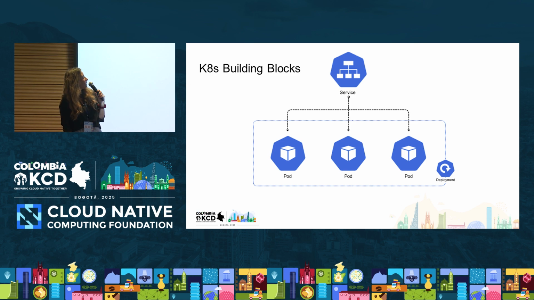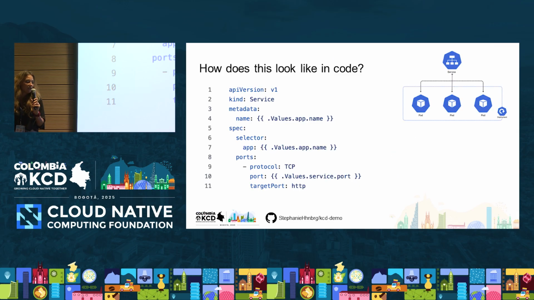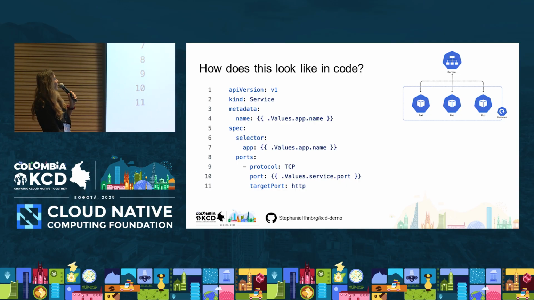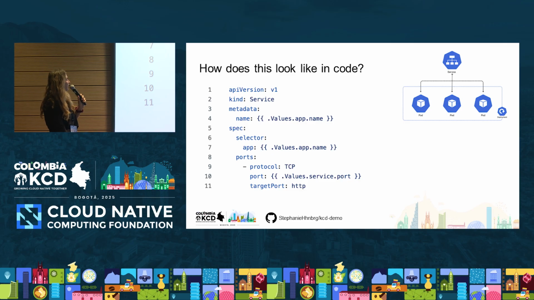The Kubernetes service is exposing these pods for the user or for the other Kubernetes pods to make requests to your pods. Exactly. How does it look in the code? So we have some general data: API version, kind, metadata, and spec. These are required in every Kubernetes manifest file.